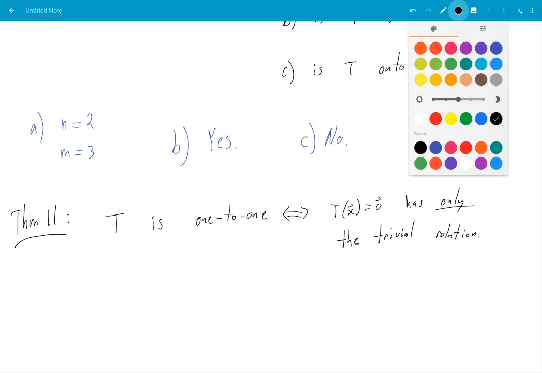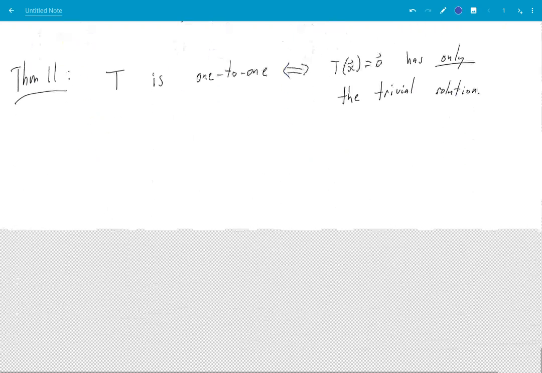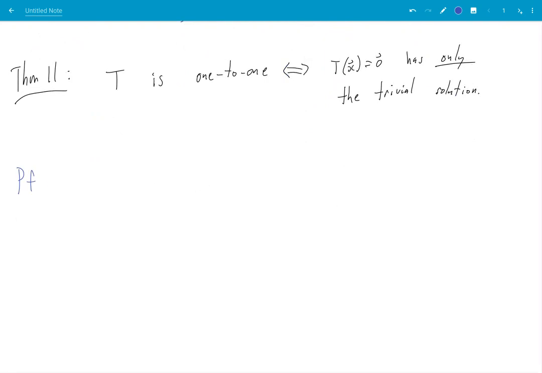Okay, let's see if I can remember how to prove this. So this is an if and only if, meaning I have to prove that the first statement implies the second, and also the second statement implies the first. So I can do this in 2 steps. I can start by proving this direction of the arrow. So if T is 1 to 1, then T of x equals 0 has only the trivial solution.